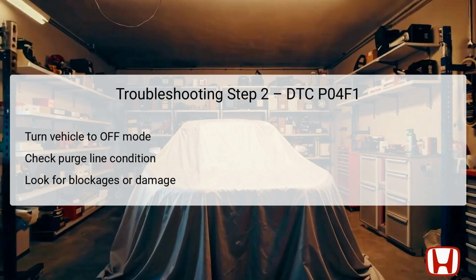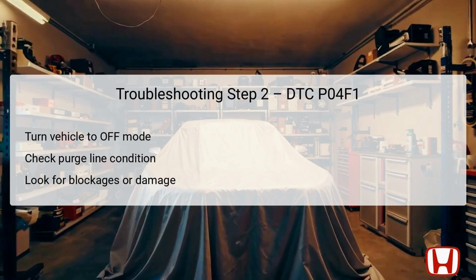In troubleshooting step 2, the focus is on visually inspecting the EVAP canister purge line. First, turn the vehicle off completely to ensure safety during inspection. The purge line is located between the intake manifold and the EVAP canister, and a close examination should be made for any signs of poor connections, damage, or blockages.